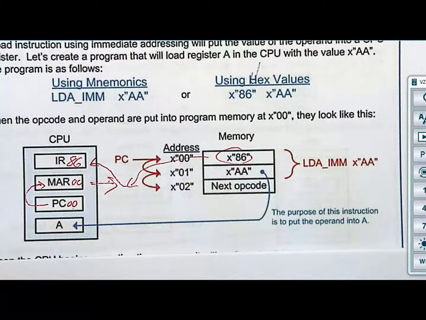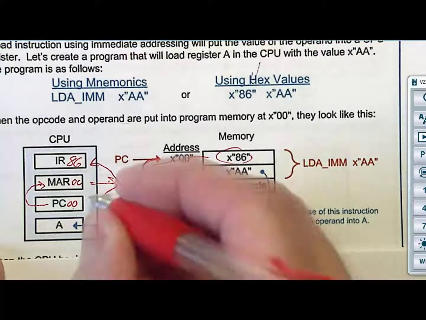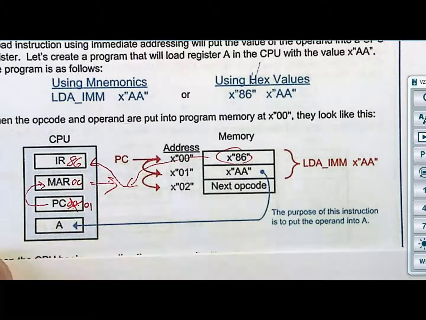So then the decode occurs. The program counter is now incremented to 0, 1. And I decode. What do I learn when I decode it? I learn this is a load A using immediate. Notice at this point we don't know what the operand is. We haven't read it, but we do know, based on the addressing mode, that there is an operand.